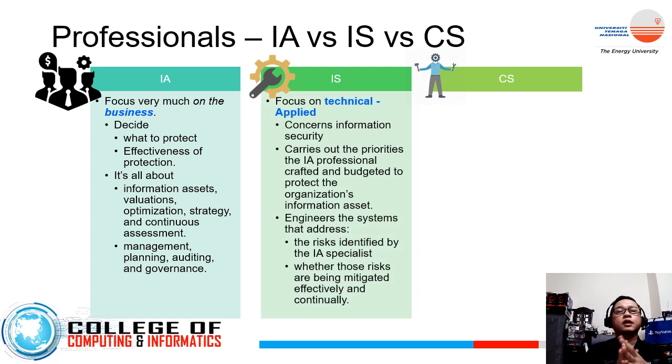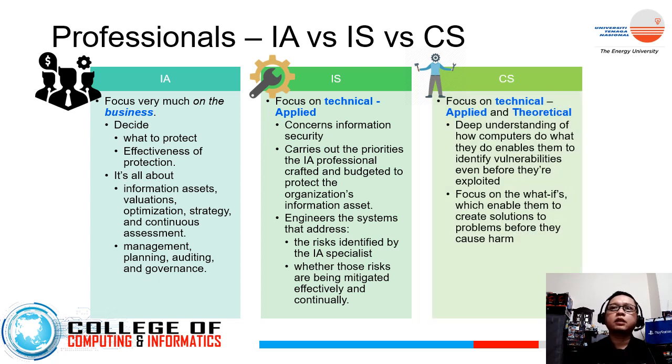So this basically involves the business sense of information protection. And then you have information security, IS. This one carries out the priorities that the IA professionals have crafted. So basically IA is the management side, and IS is the implementer of what has been planned by the IA people. So basically you identify people who can do the protection, and the reactive and proactive response to the threats that you identify.